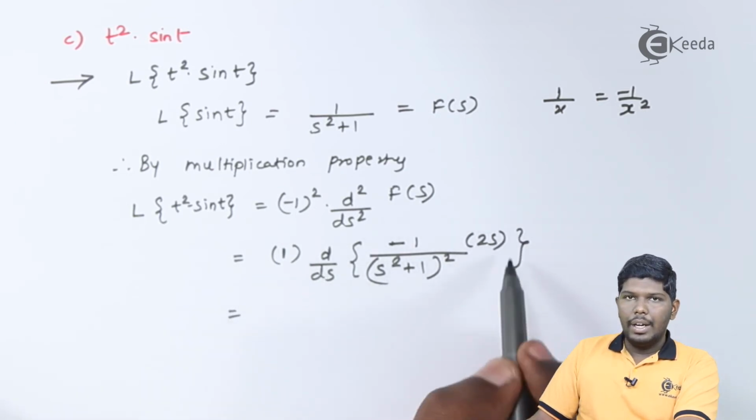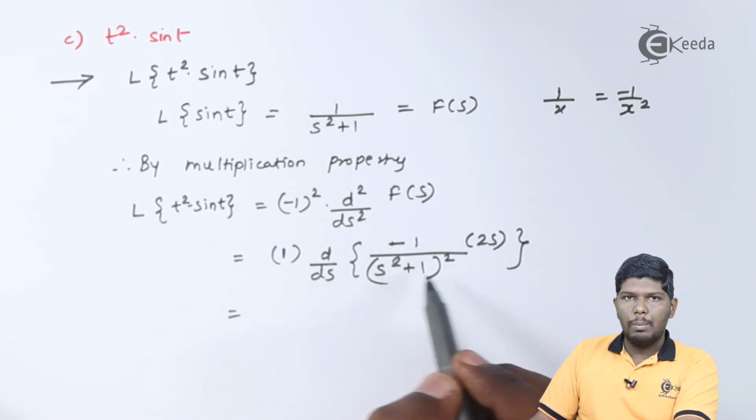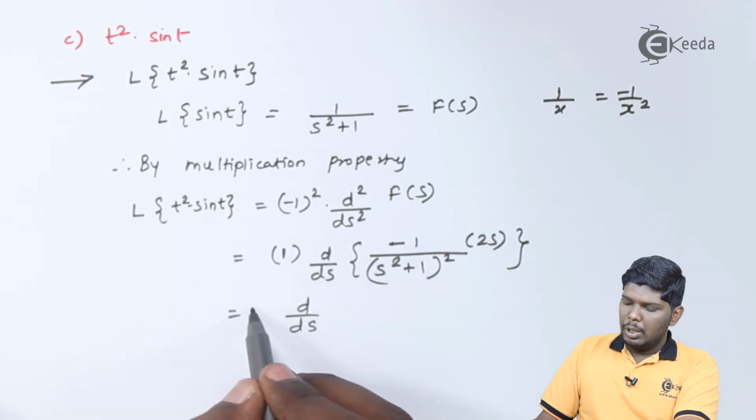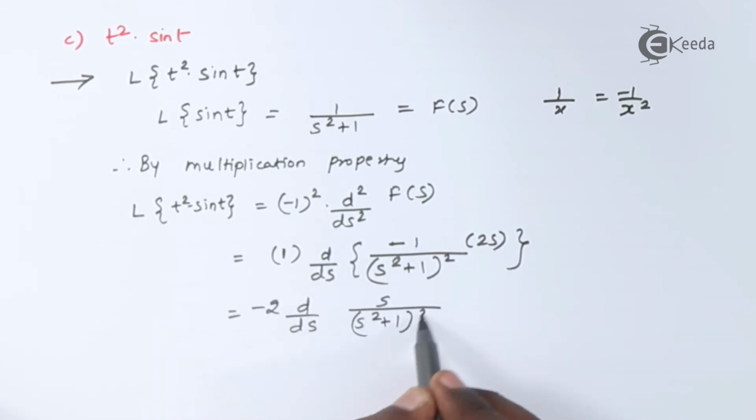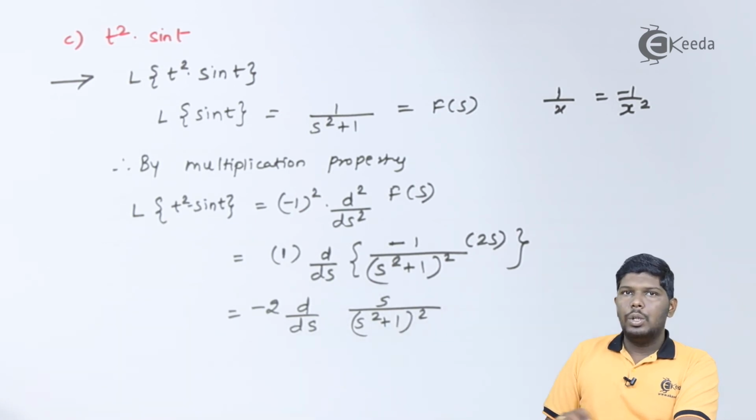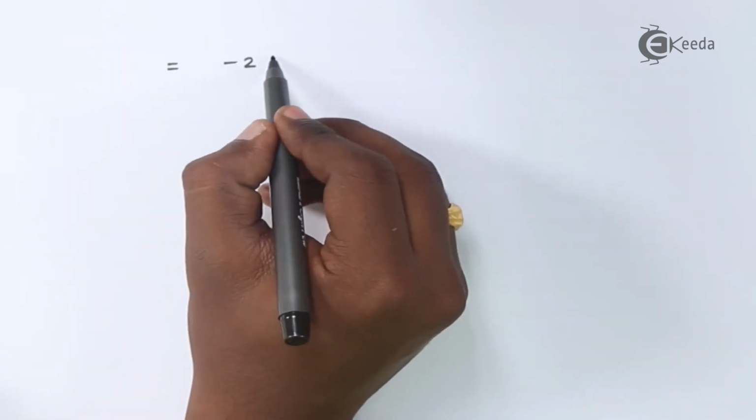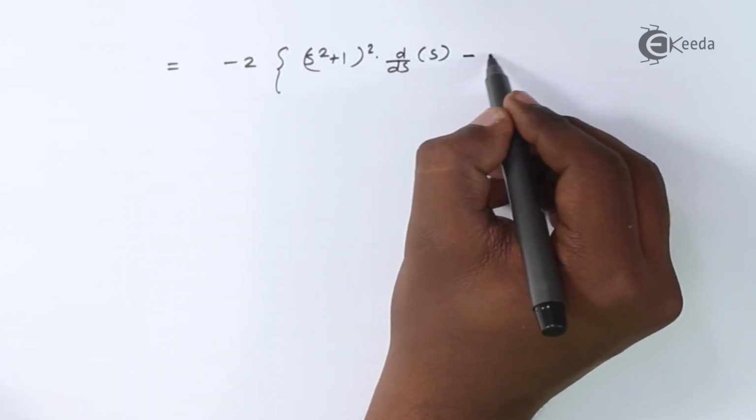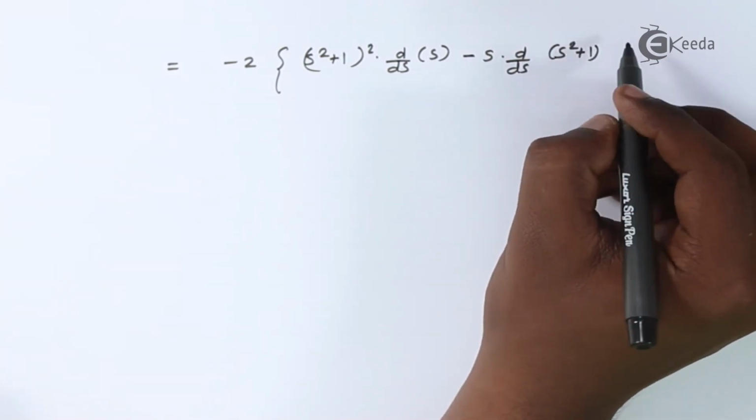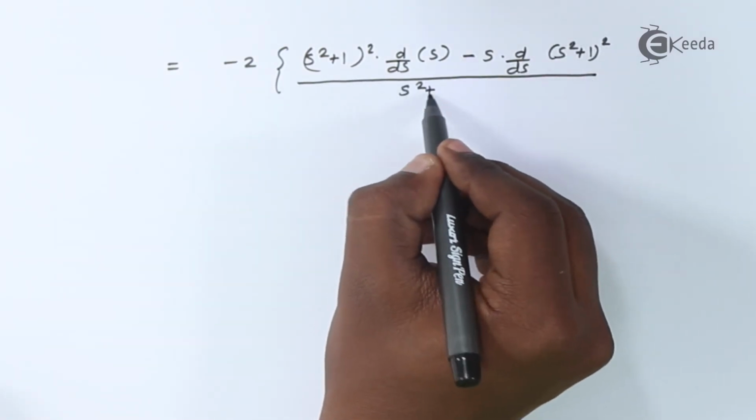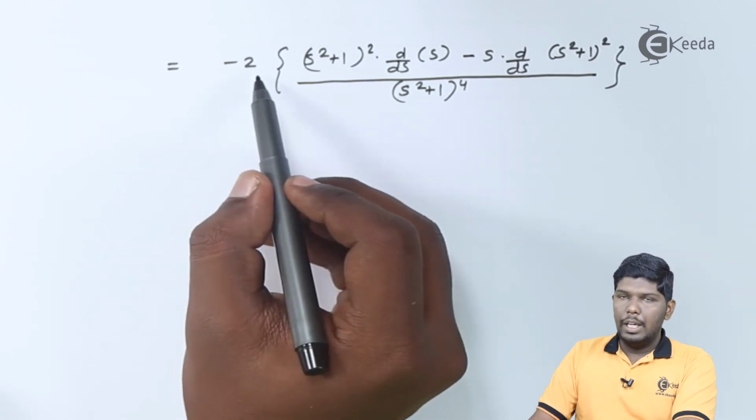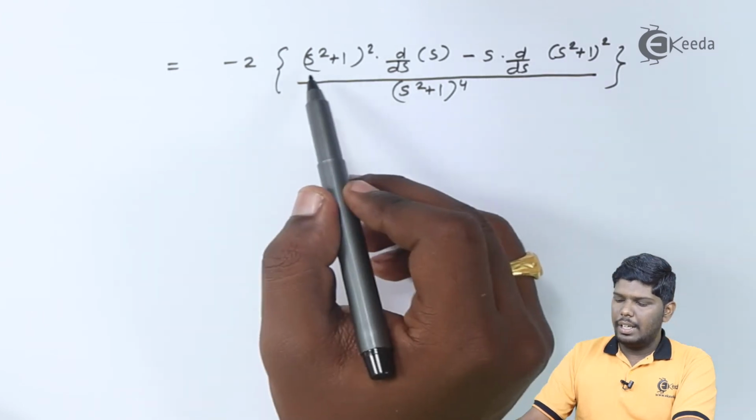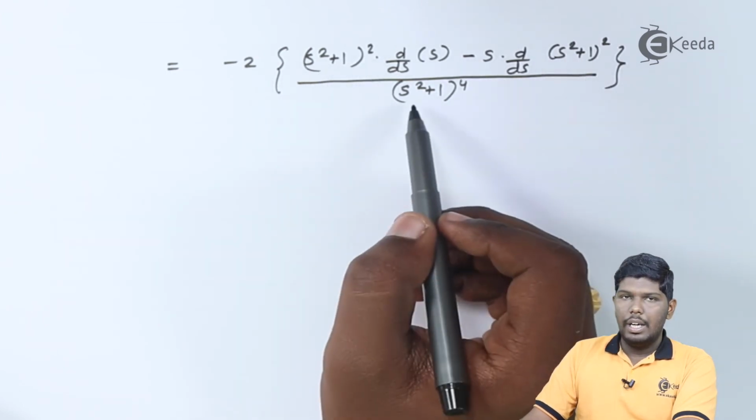Now we need to again find the derivative of this function, that is minus 2s upon s square plus 1 the whole square. You can take minus 2 outside, and the remaining part will be carried out using the u by v rule. Using u by v, we have minus 2 into s square plus 1 the whole square, derivative of s minus s as it is, derivative of s square plus 1 the whole square, divided by v square.